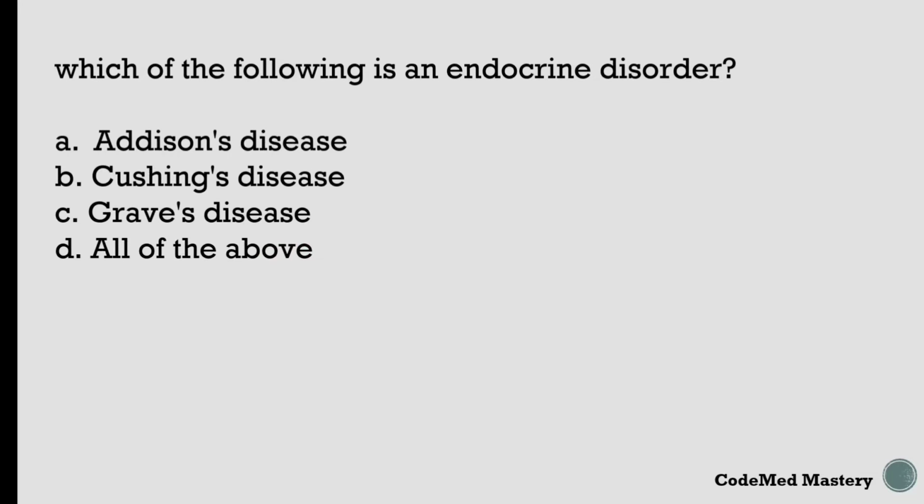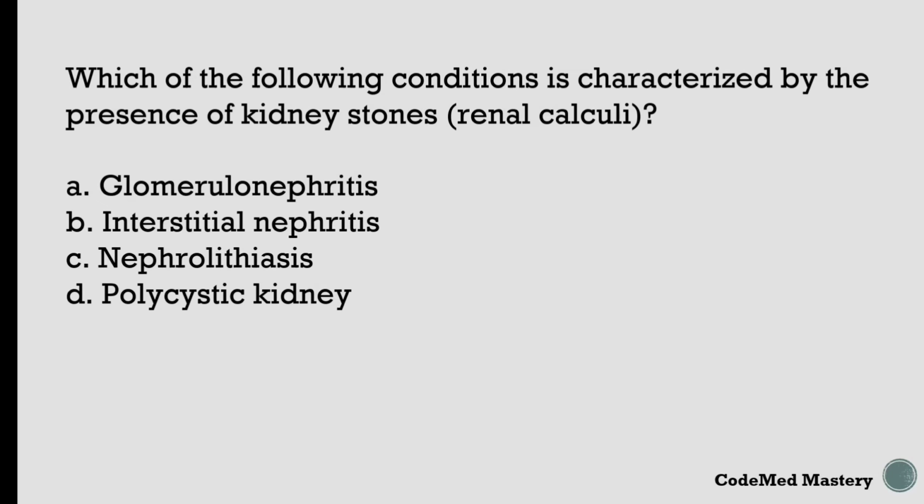Next question, which of the following is an endocrine disorder? Option A, Addison's disease. Option B, Cushing's disease. Option C, Graves' disease. Option D, all of the above. The right answer is option D, all of the above. All these three are endocrine disorders. Next question, which of the following conditions is characterized by the presence of kidney stones or renal calculi? The right answer is nephrolithiasis.